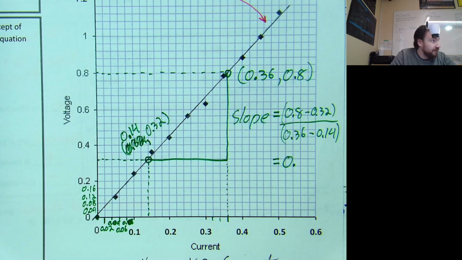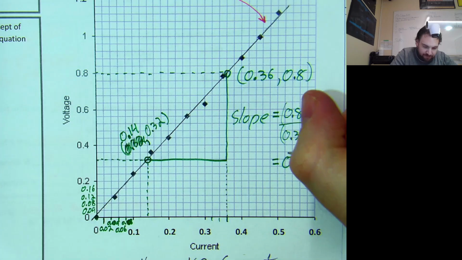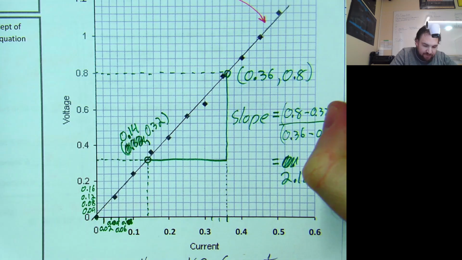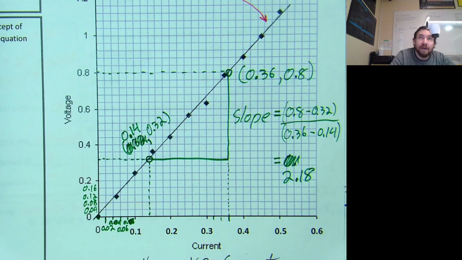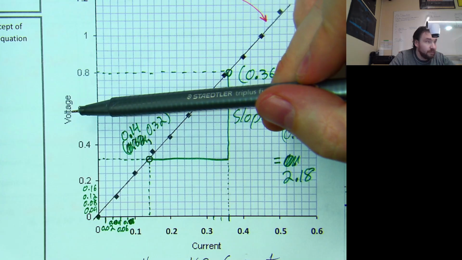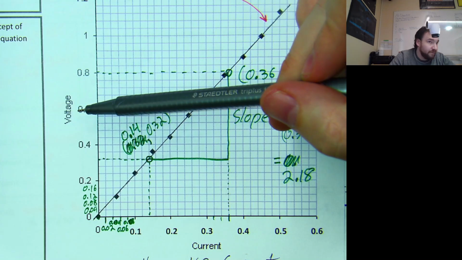Someone with the calculator, what's the slope? 2.18. Can anyone verify that? Okay. Slope needs units. This graph did not include the units. So what's the unit for voltage? Voltage is measured in volts.